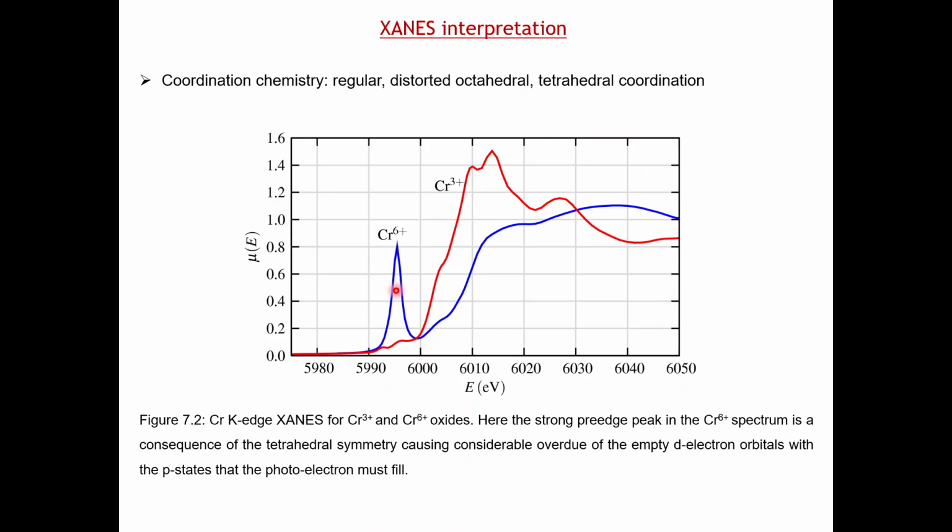Now you know that this S to D is not an allowed transition, so how is this pre-edge peak coming? It is possible only when this transition is allowed. In the case of chromium +6, the sample has tetrahedral symmetry. In tetrahedral there is no center of symmetry, so in this case the DP mixing is allowed. That's why this 1s to 3d transition is allowed, and because of that we get a sharp peak for chromium +6, whereas in the case of chromium +3 it is absent. So from this nature one can tell about the coordination chemistry of the material.